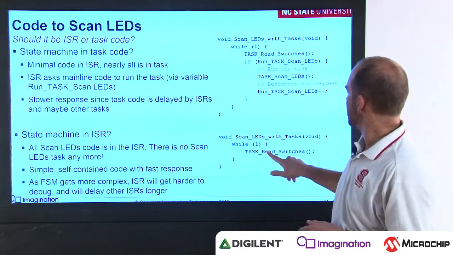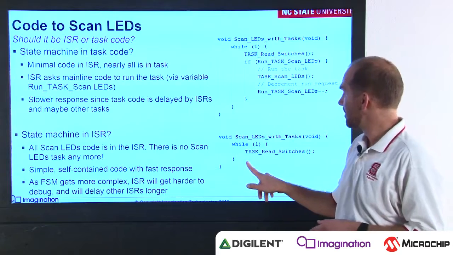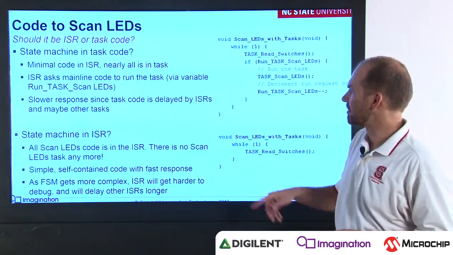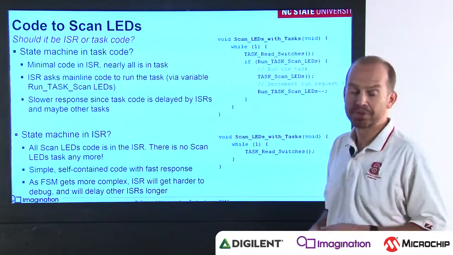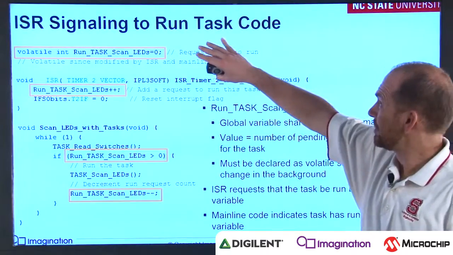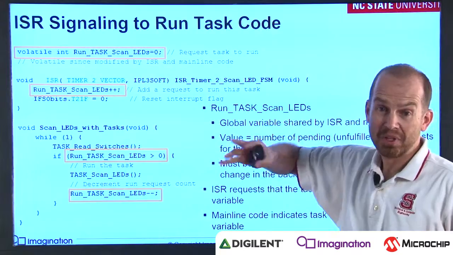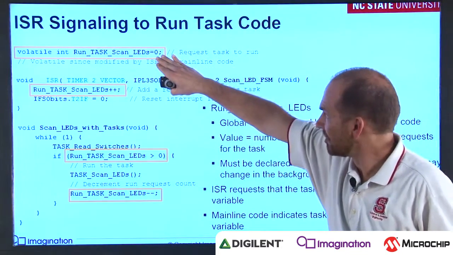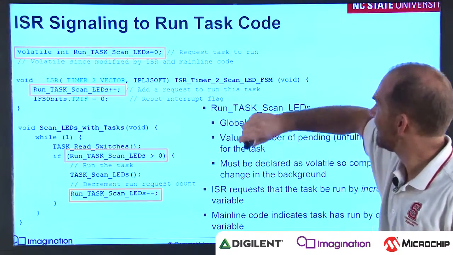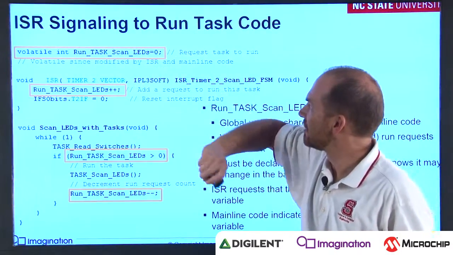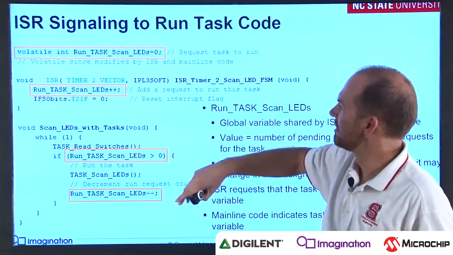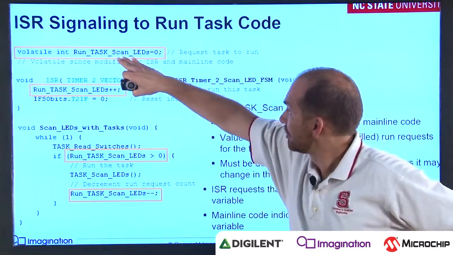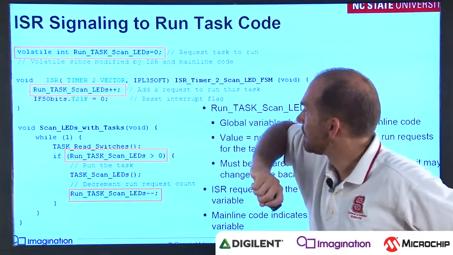Or we could put the state machine in an interrupt service routine, in which case the scheduler code doesn't need to call that at all because the interrupt service routine will handle that for us. We also introduce how to communicate between the interrupt service routine and the task code. So we look at having a global variable, a flag, that the interrupt service routine can use to request for the main function to run the task to scan the LEDs.